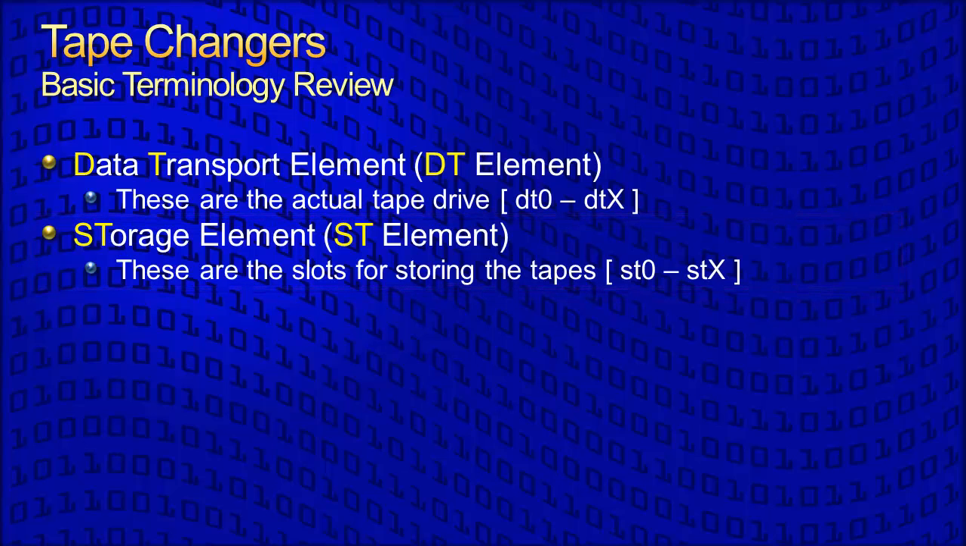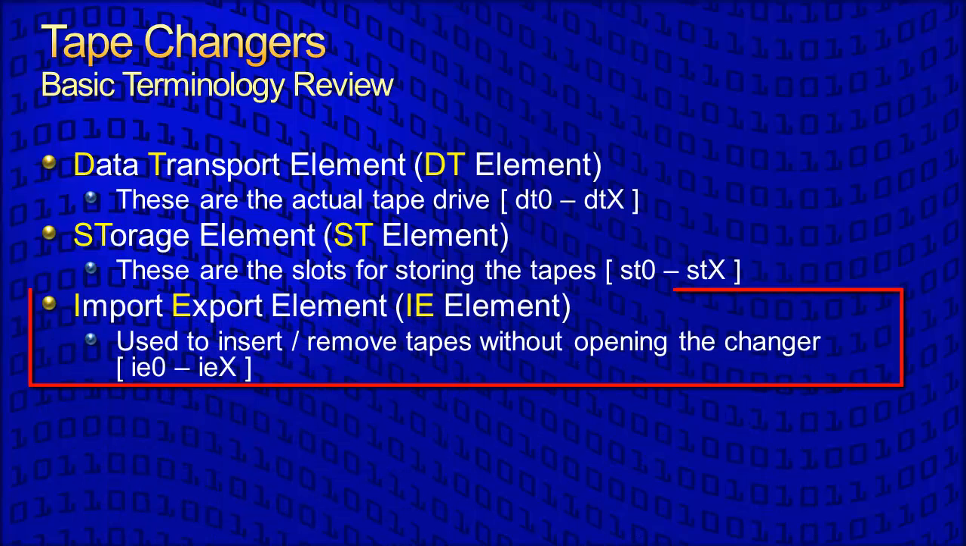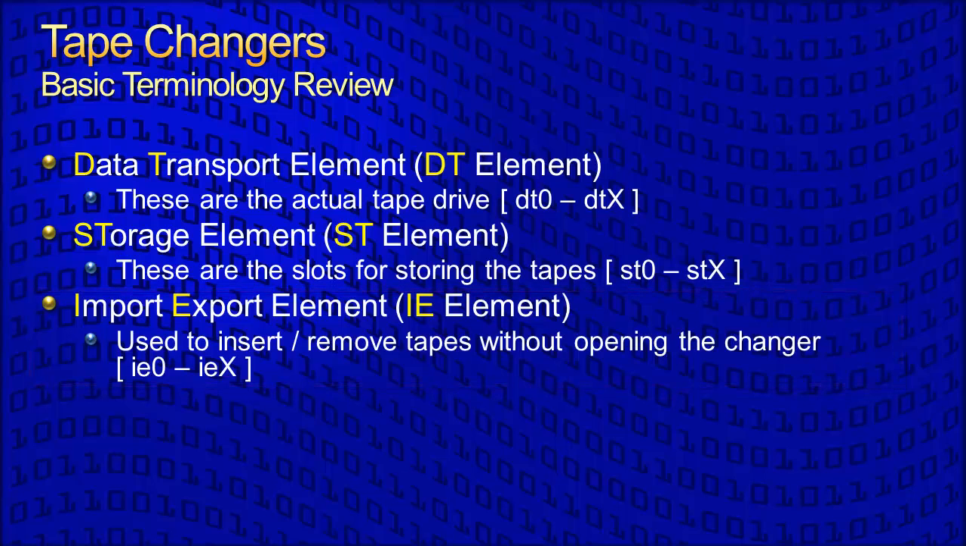In most normal instances, it is possible to move a tape directly back and forth between slots and tape drives, in other words, ST and DT elements. These are the only element types that may affect you. Some devices also have an IE element. The import-export element is used on larger libraries to insert or remove tapes without opening the door or doors.